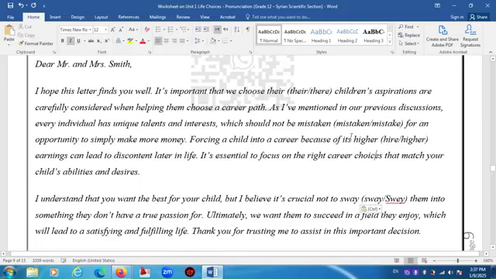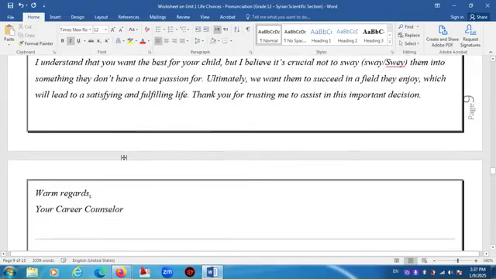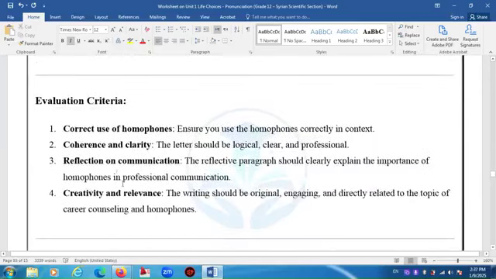If you noticed, I used the right homophone pair or the right word, and as I told you before, I wrote a formal letter to the parent. Of course, warm regards, your career counselor, Mr. Whatever. So, in order to know is it good or not, you have to write the correct use of homophones. Ensure that your homophones are correctly used in the context.